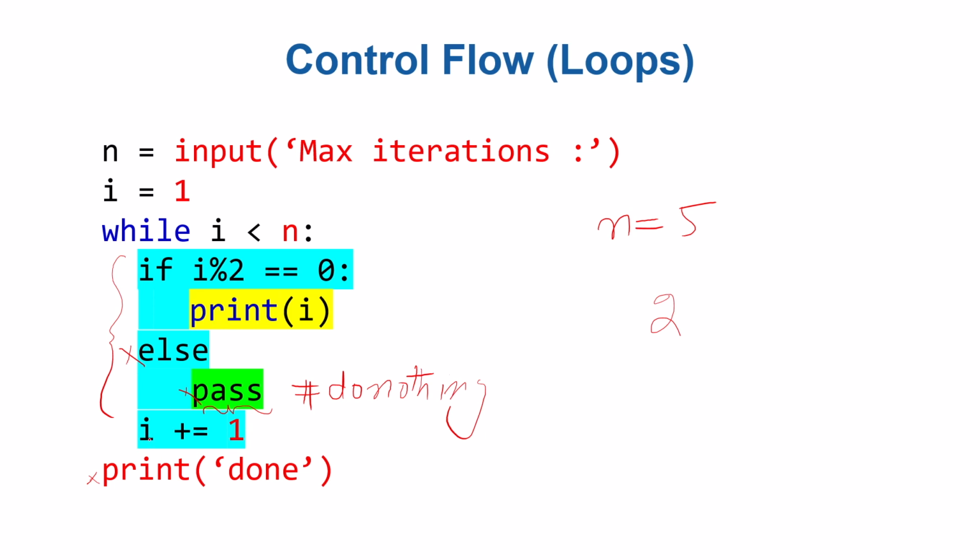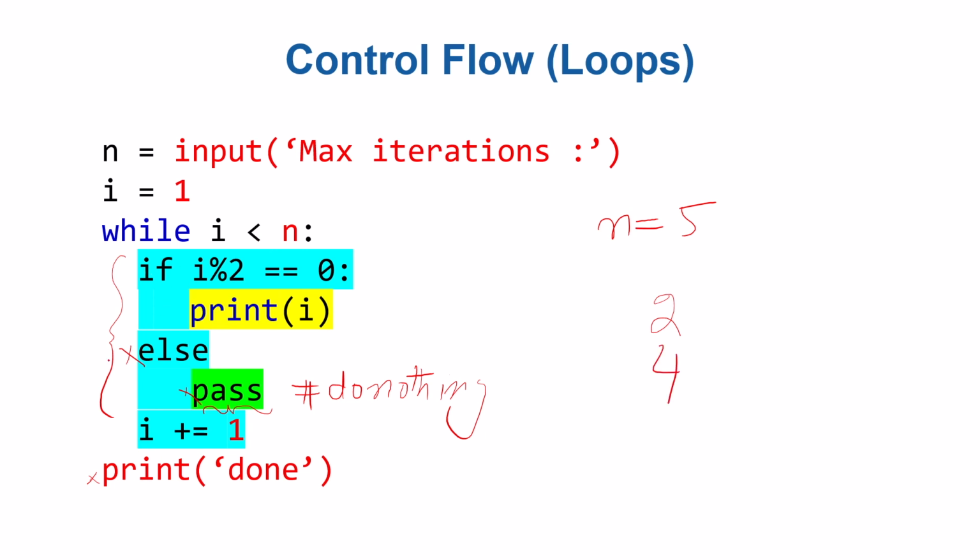So I is incremented, I becomes 3, and you go back. 3 is smaller than 5, yes. 3 remainder 2 is 0, false, so pass. I plus 1, so I becomes 4. 4 is smaller than 5, yes. 4 remainder 2 is 0, yes, so print 4.